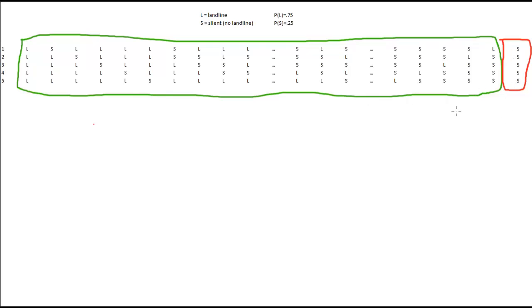So right here, we can find the probability of that is 0.25 to the 5th power. That gives you this probability here. So if we take 1 minus that, 1 minus 0.25 to the 5th, gives us the probability of the green area.